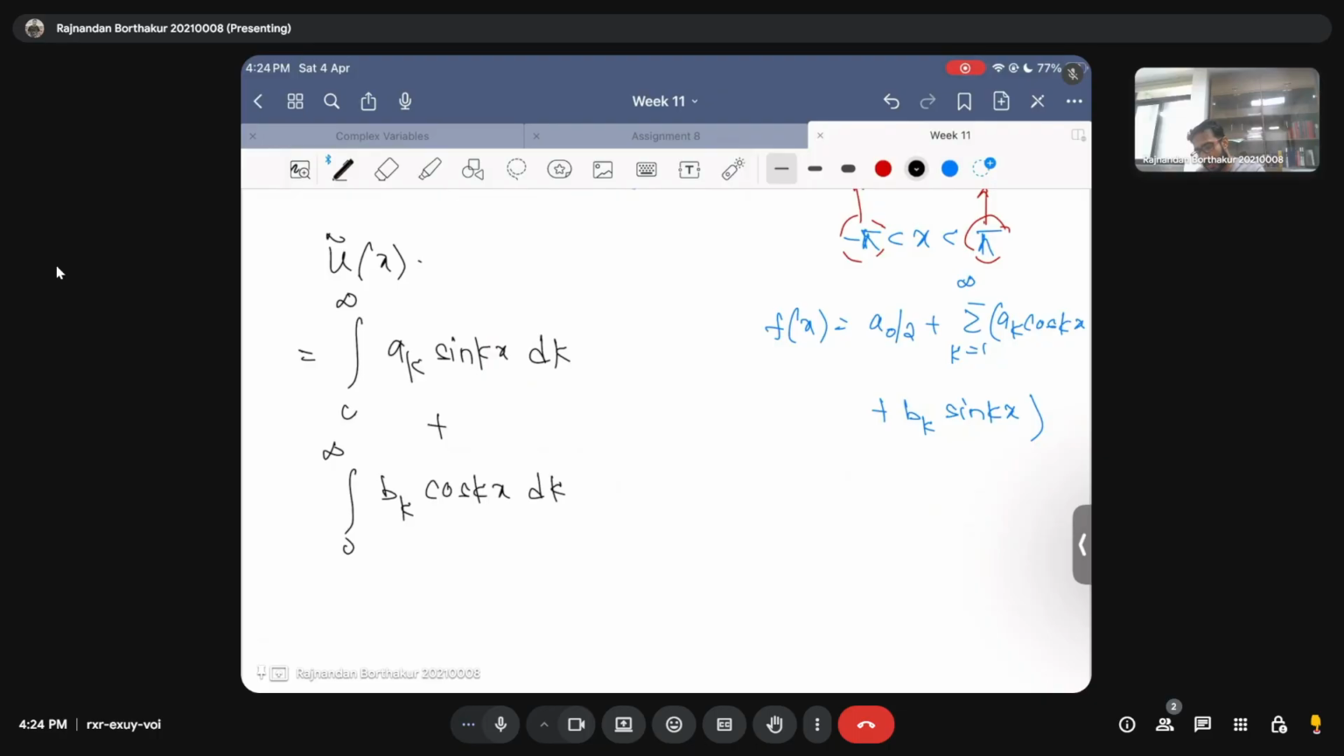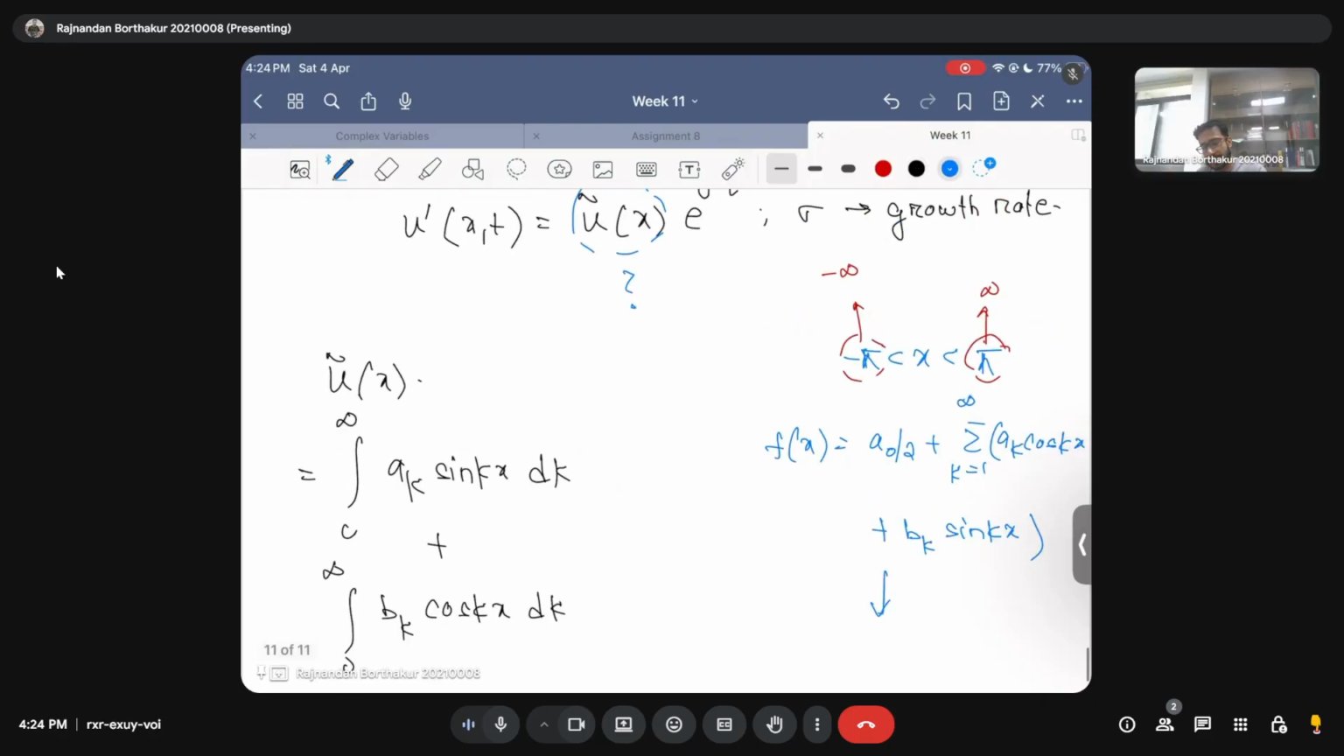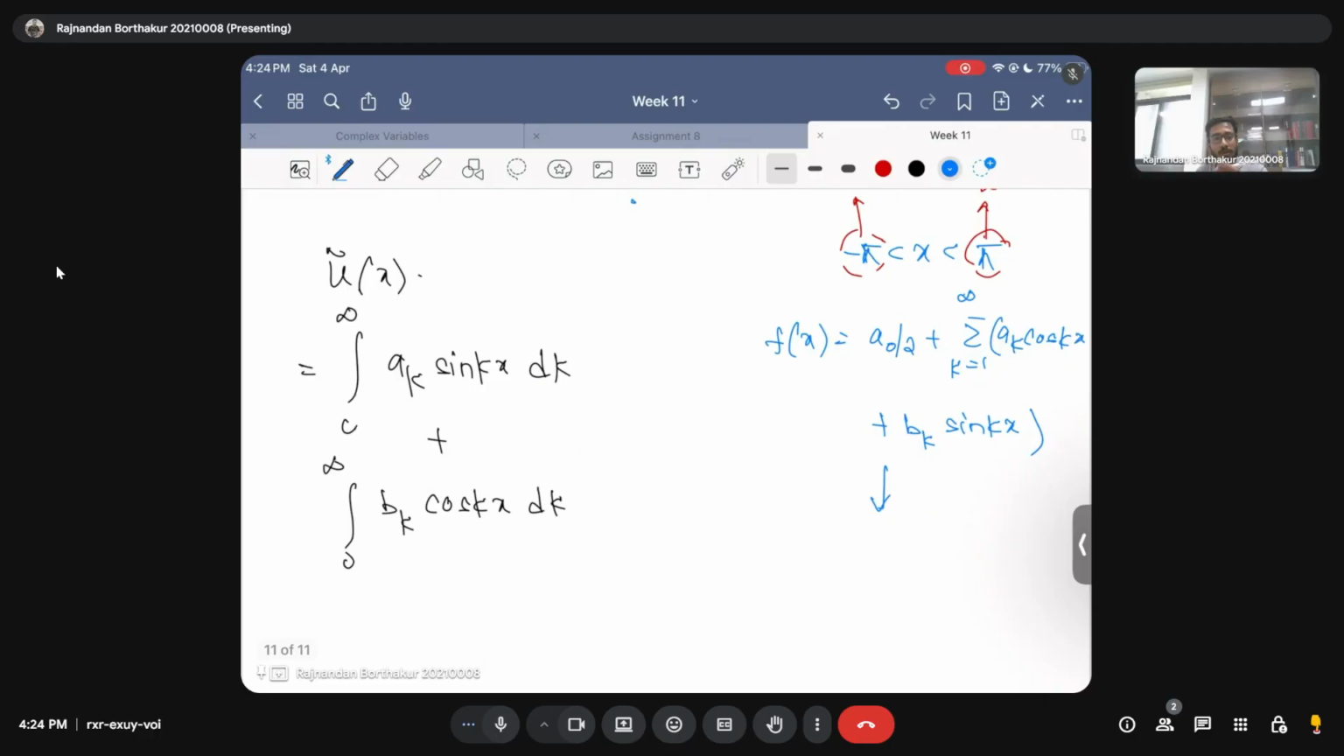This is Fourier series. For the discrete domain, this is the one we call Fourier series. And the thing that we have written on the left is actually known as Fourier transform.